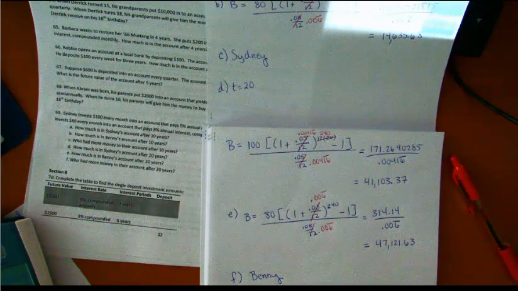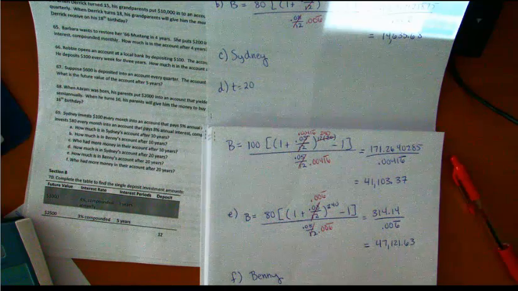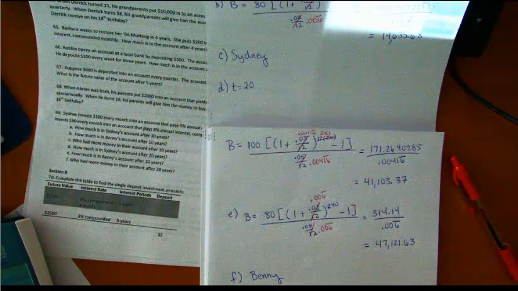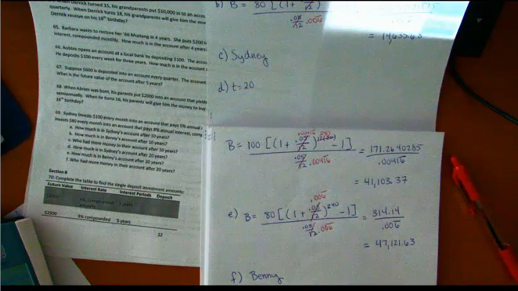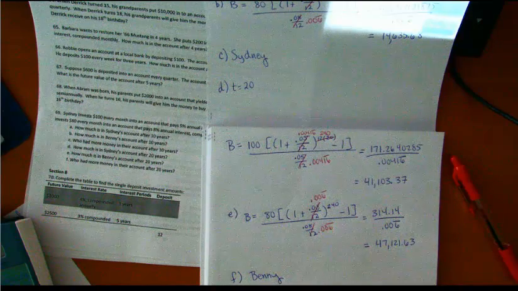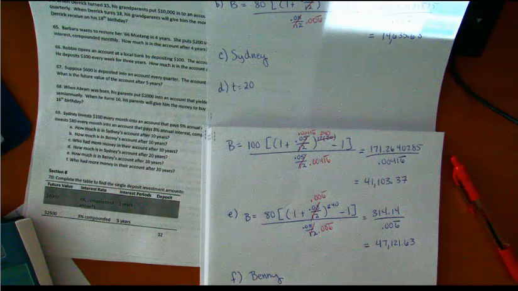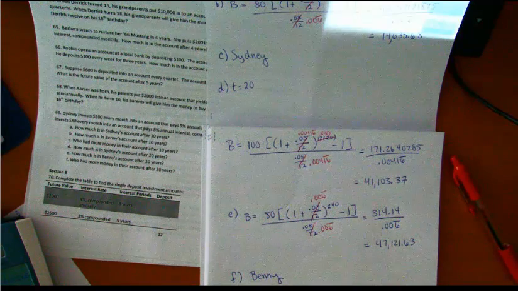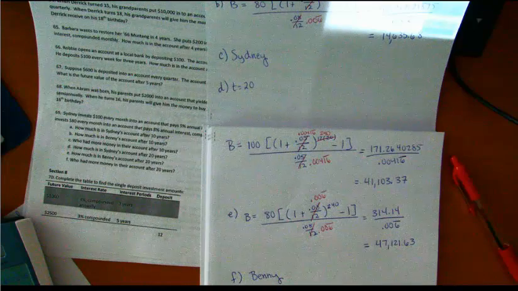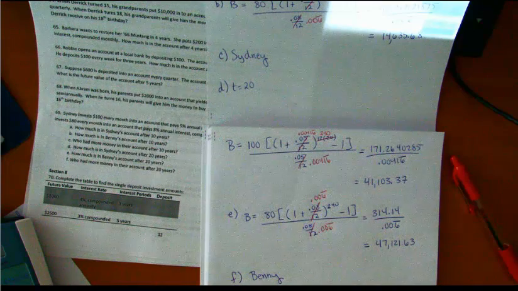Okay, the reason that Benny ends up with more money, even though he's depositing less per month, is because his interest rate is 3% higher. So he's actually earning greater returns on his money than Sydney is. Now in the short term, the higher deposit is going to get you further, but in the long term, the higher interest rate is going to get you further.